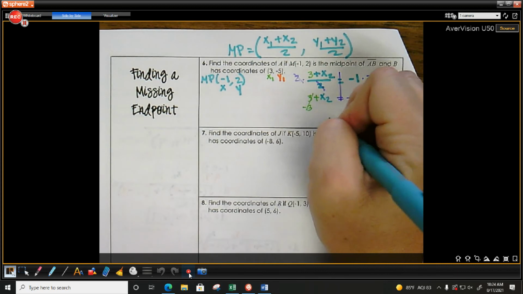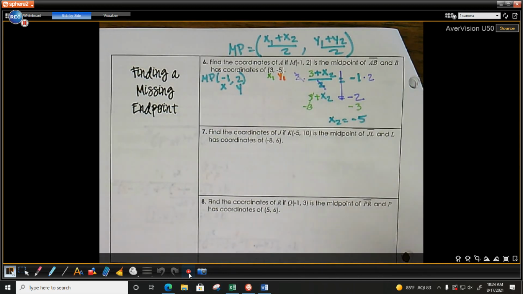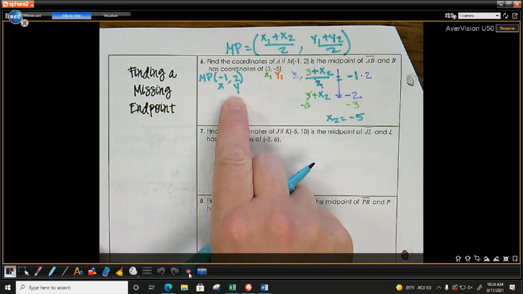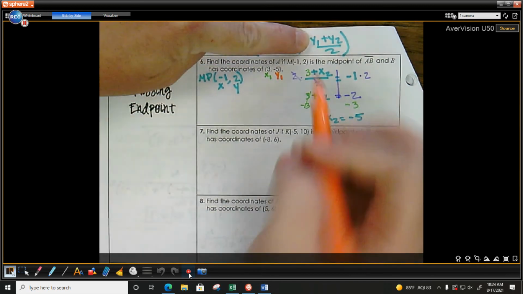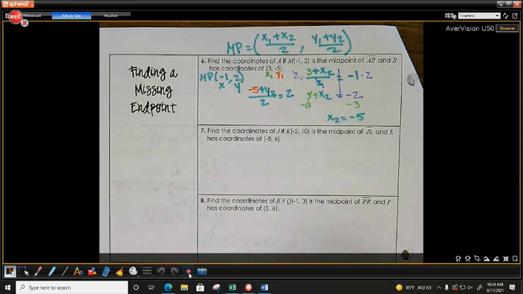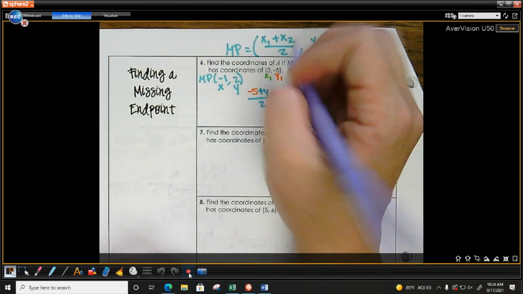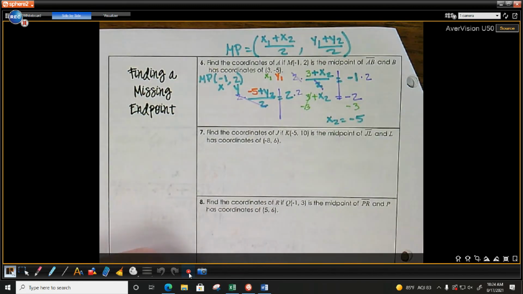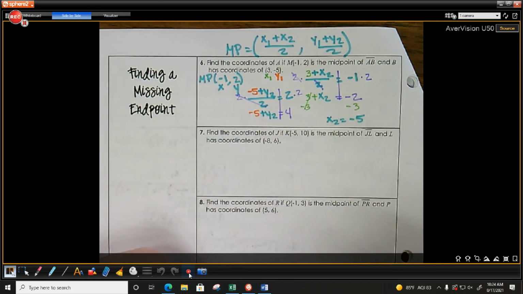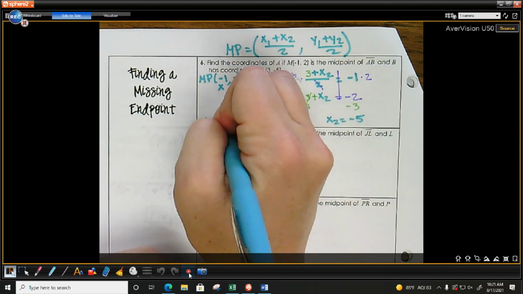Now I need to find the y value of the other endpoint. We're going to do the same thing, but now we use the y value of the midpoint. Do I have y1 labeled? Yeah, negative 5. Plus y2, which I don't know, over 2 is equal to the y value of your midpoint, which is 2. So I'm going to multiply both sides by 2. Then I get negative 5 plus y2 equals 4. So what do I do next? Add 5. And we get y2 equals 9. So what is the ordered pair of my other point? Negative 5, 9.